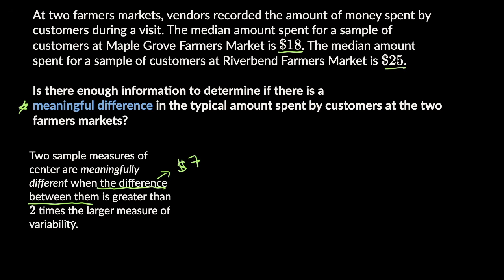So by this definition of meaningful difference, we cannot determine. We do not have enough information because they haven't given us the interquartile range or some other measure of variability. So no. All right, and we're done.